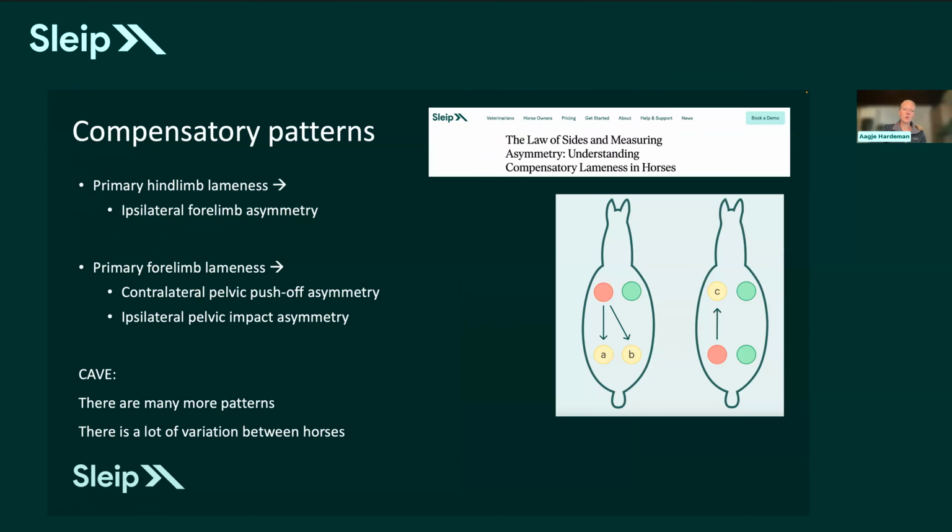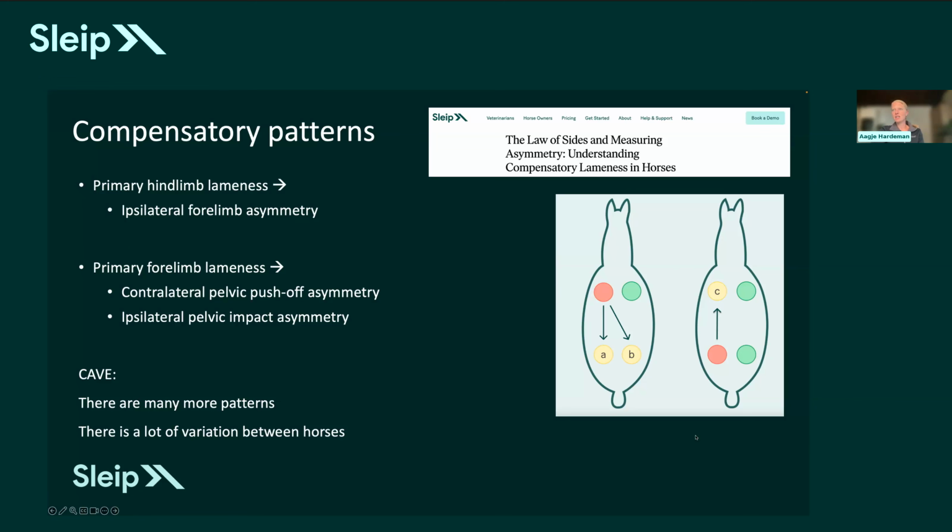Maybe if you visit our website on a regular basis, you might have seen this blog that was written about compensatory patterns. If you didn't, then please have a read, because it's very valuable information for your clinical data interpretation.